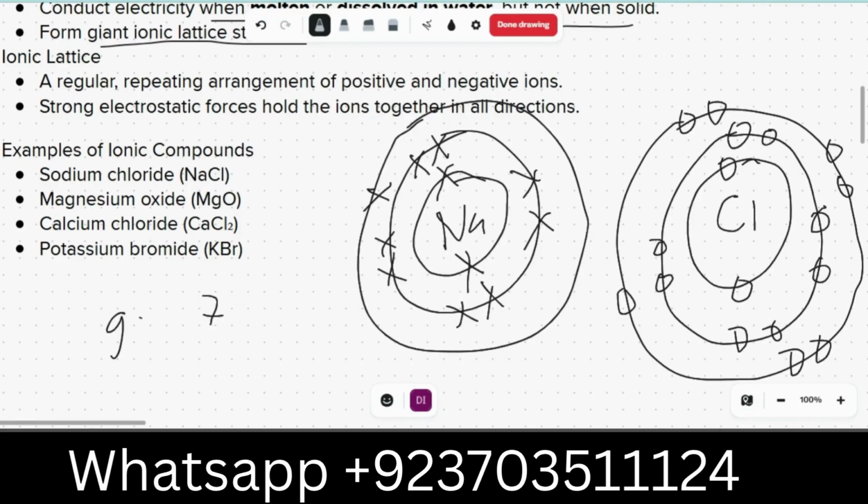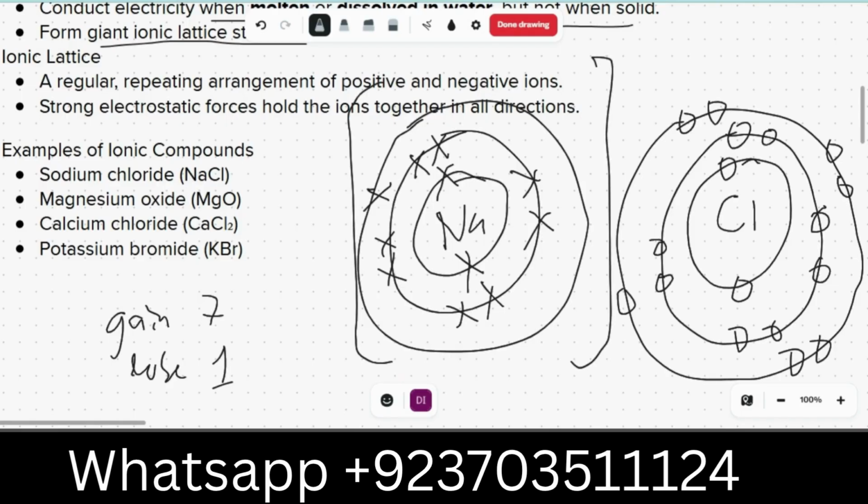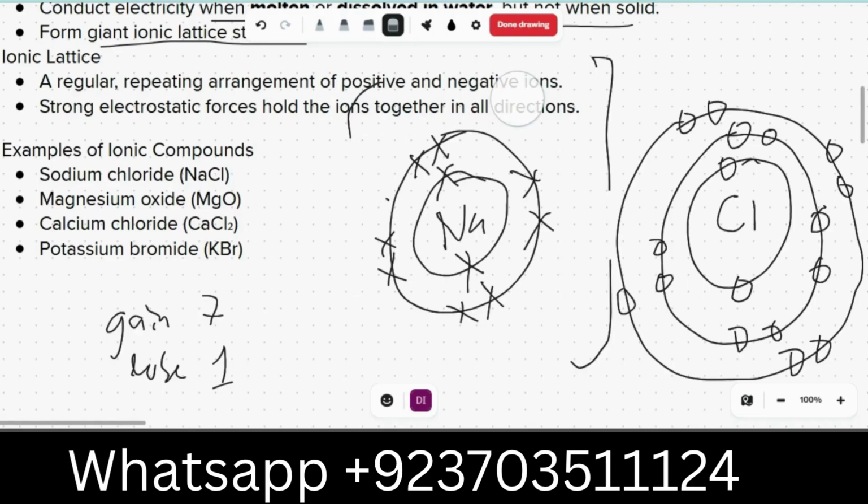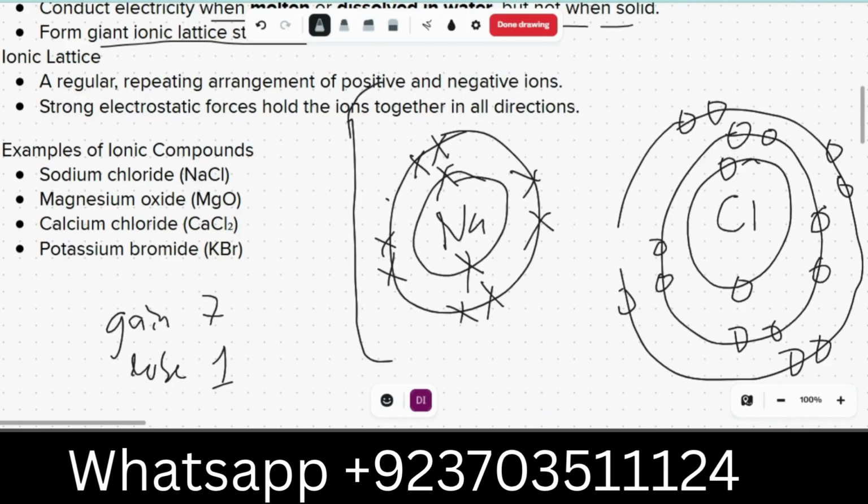Which is the easier one? Gain 7 or lose 1? So it will lose its outermost electron. Then it will have a positive charge. It will lose its outermost shell, so it will have plus 1 charge.